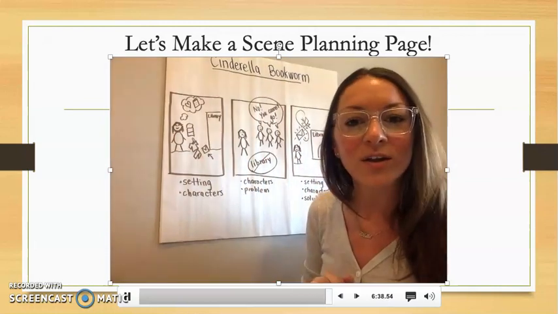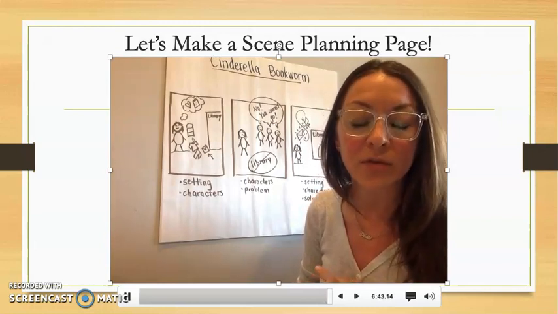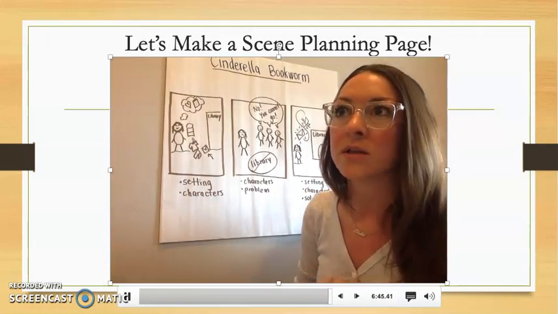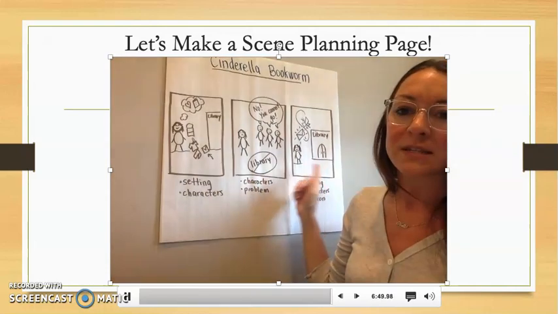Okay, so now I have my planning page with 3 scenes, and I want you to give it a try now with your story. You're doing an adaptation of The Three Billy Goats or Little Red Riding Hood, so I'm excited to see what you guys come up with for your 3 scenes.